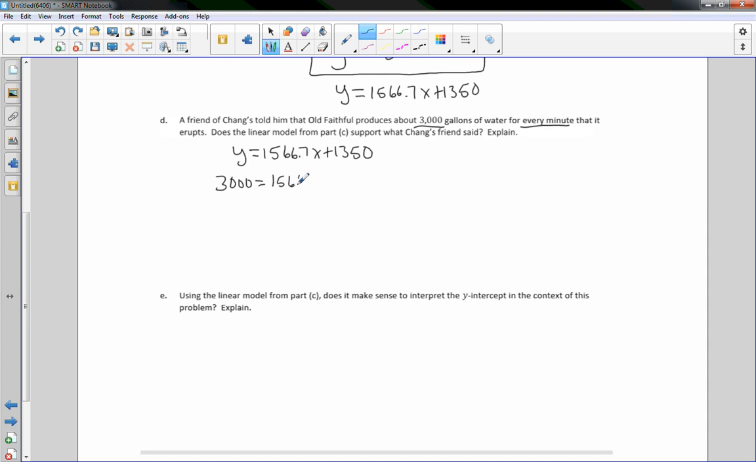So 1,566.7 times 1 is 1,566.7 plus that 1,350. So 3,000 should equal what this adds up to. So 7 plus 0.0 is 0.7. 6 plus 0 is 6. 6 plus 5 is 11, carry the 1. 5 plus 3 is 8, plus 1 is 9. And 1 plus 1 is 2. So we're only about 83.3 gallons off, which is pretty close. So I would say yes, this does support what Chang's friend said. It is close to 3,000 gallons per minute.